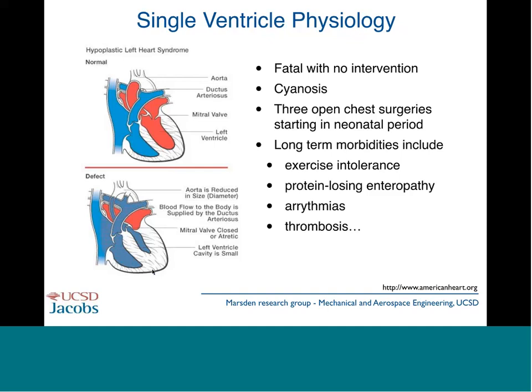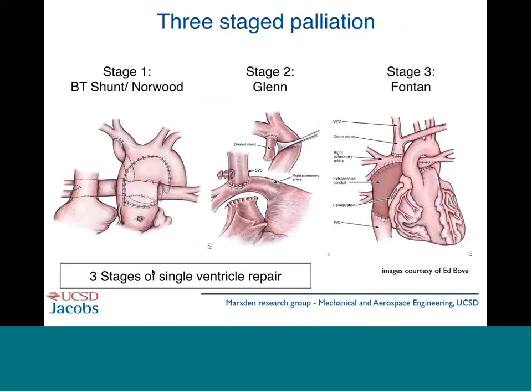And then as the patients are growing, they encounter issues, clinical morbidities, and sometimes mortality, including exercise intolerance, protein-losing enteropathy, heart arrhythmias, thrombosis, heart failure, sometimes transplantation, and other issues. So I mentioned that these patients undergo 3 open heart surgeries. The first one, shown here, is called the Blalock-Taussig shunt, or Norwood procedure. This typically involves reconstruction of the aorta, the aortic arch, and then insertion of a small shunt.